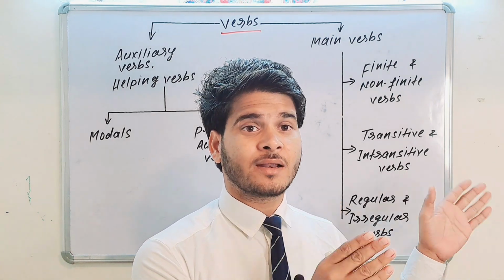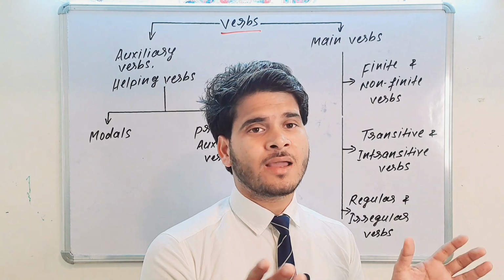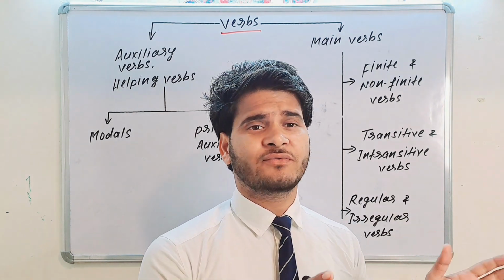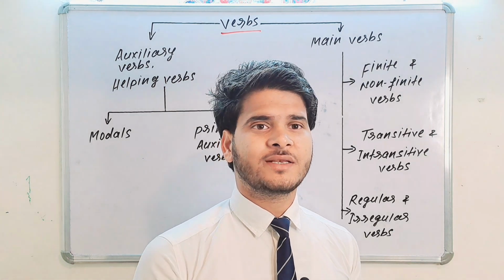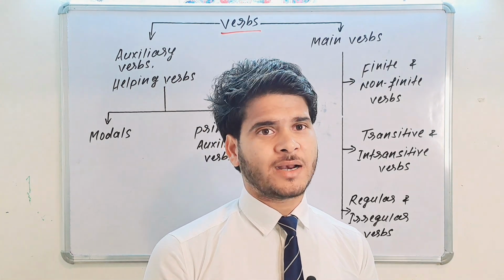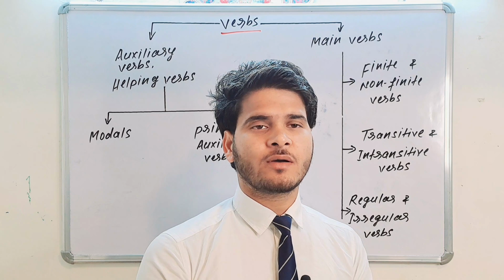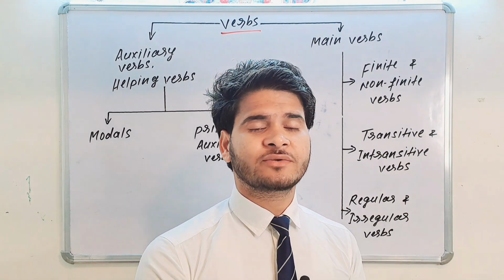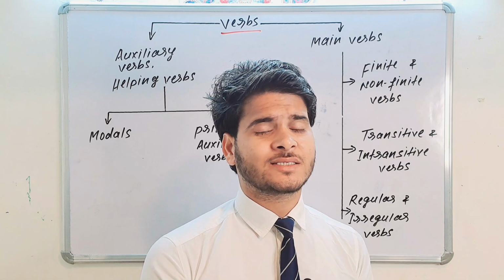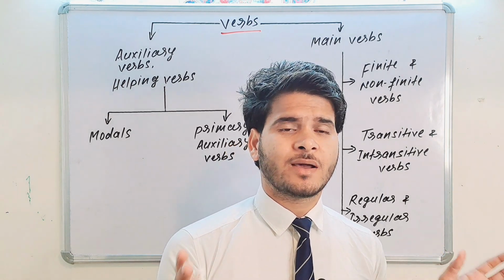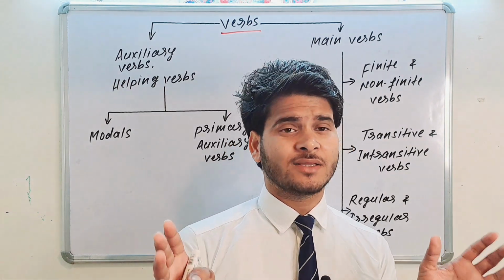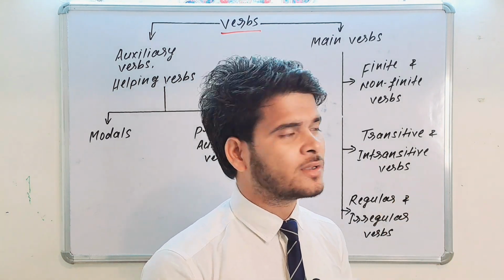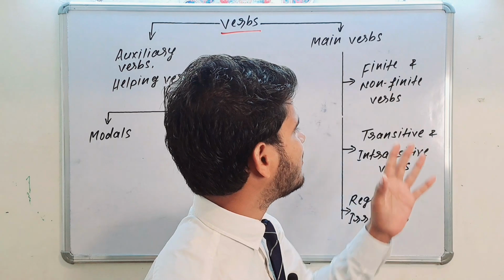That is non-finite verbs. There are three types of non-finite verbs: infinitives, gerund, and participle. So these are forms of non-finite verbs which do not follow time and tense and are not limited by number, person, and gender. That's simply non-finite verbs. So that is the first type of main verb.